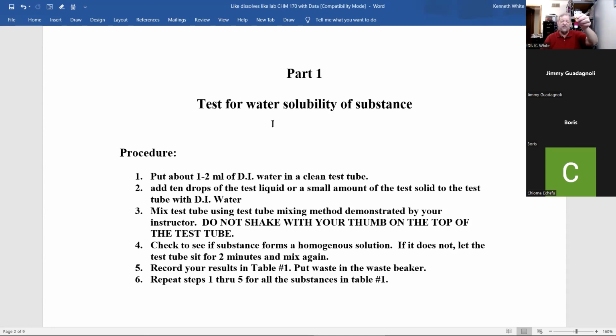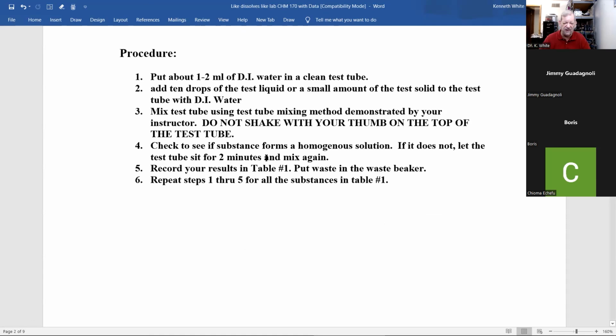Then you let it sit for a little while. Never ever shake a test tube like this because you'll get chemicals on yourself and maybe me or your neighbors. That's not good or safe. And you let it sit for a minute or two.